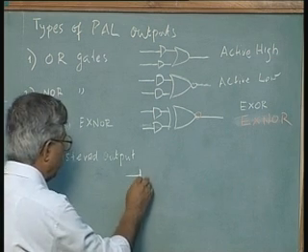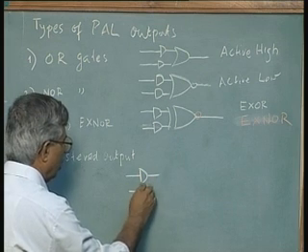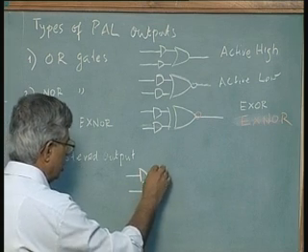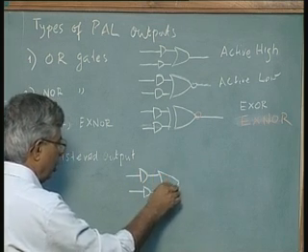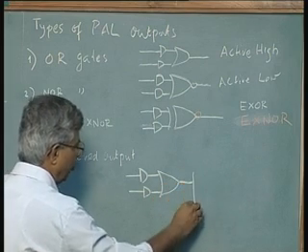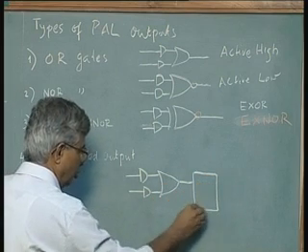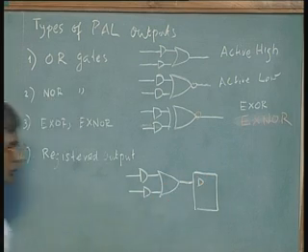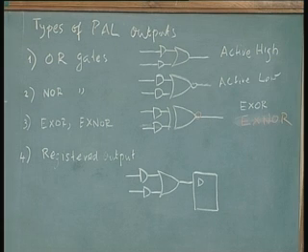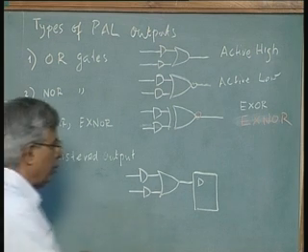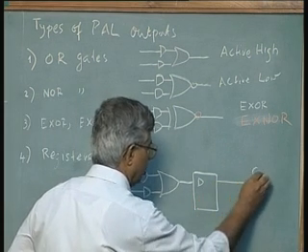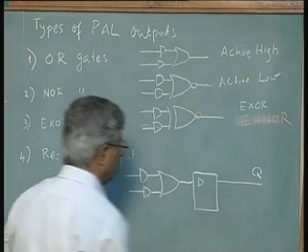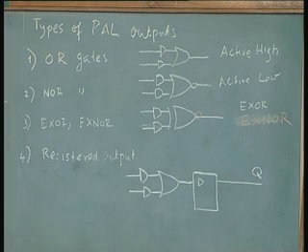So, the AND gate which feeds into an OR gate, instead of directly becoming the output, can be stored in a flip flop, and the output of this flip flop can be made available as the output. This is the registered output.